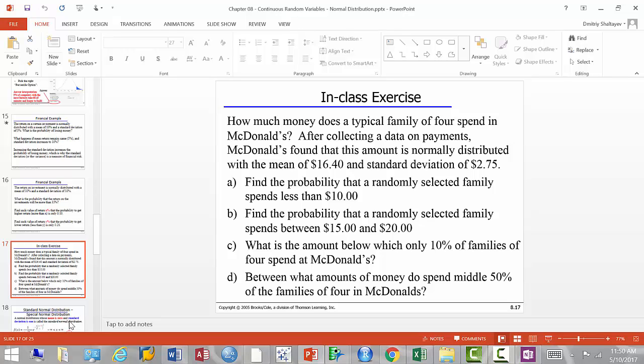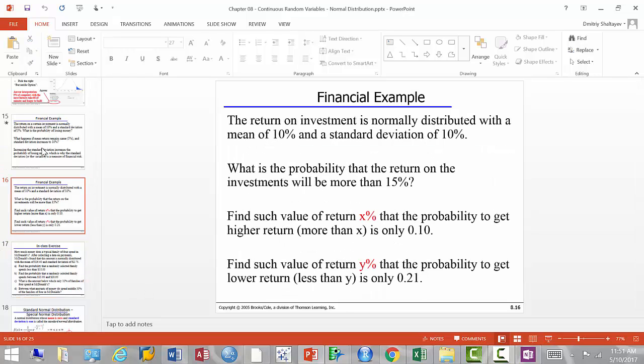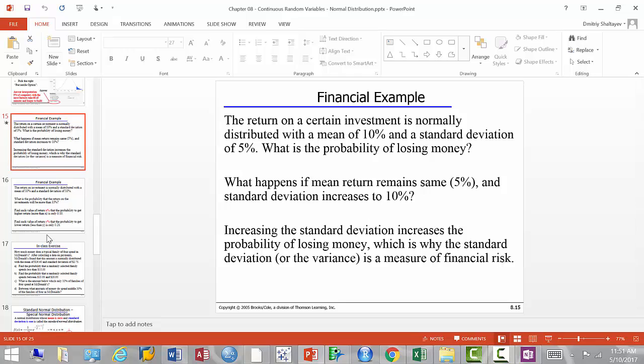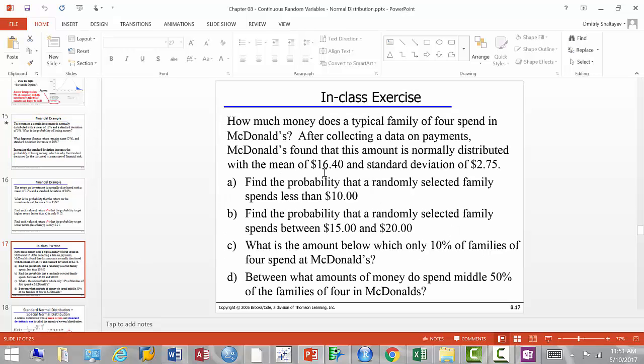So interesting question to ponder for McDonald's would be, how much money can we expect when a family of 4 comes to McDonald's, right? So let's say that they collected a whole bunch of data and they estimated that the average amount that a family of 4 spends is, where is it? Yeah, right here, right? $16.40. But of course, not every family spends exactly that amount, so there is variability, right, from family to family. So there is a distribution.